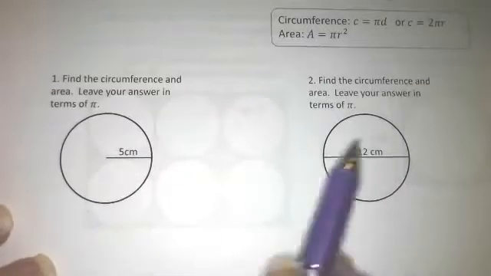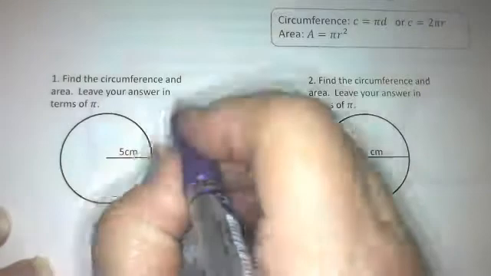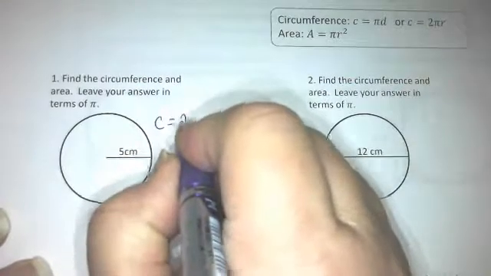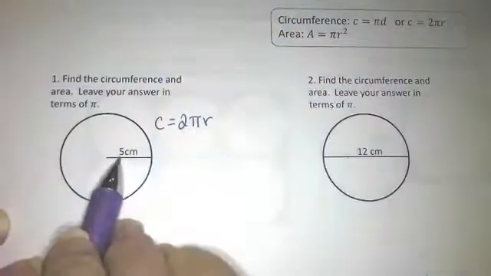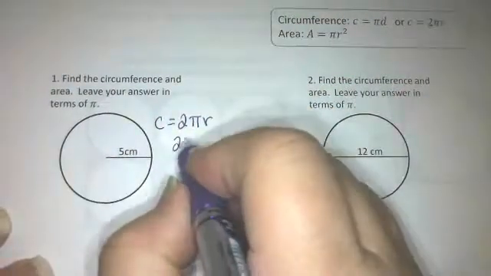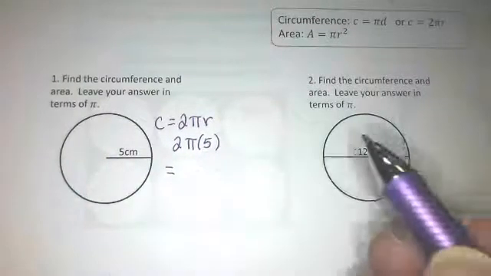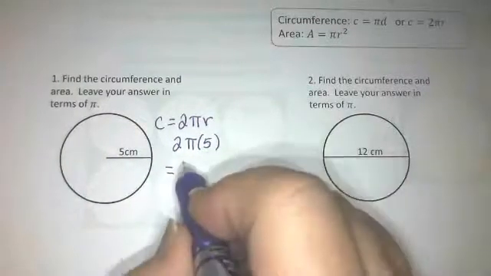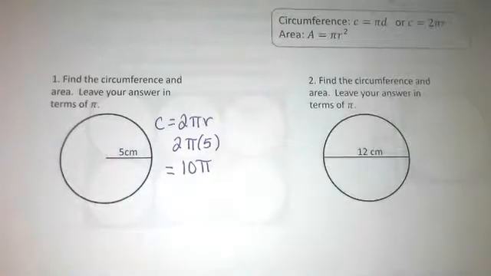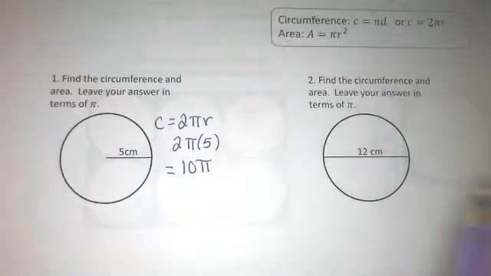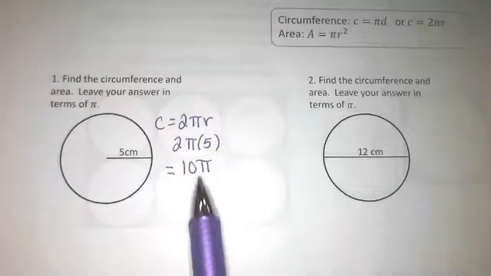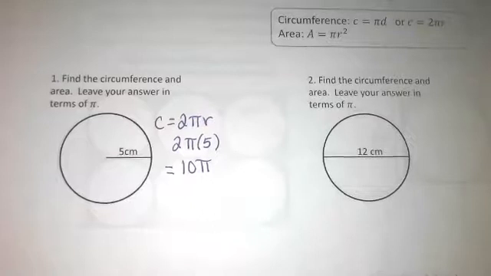Okay, so for this one, circumference, 5 represents which part of the circle? The radius. So I'm going to use the 2 pi r formula. Circumference equals 2 pi r. So plug my 5 in for r. 2 pi times 5. And to leave my answer in terms of pi, I'm going to write 10 pi. You multiply everything except the pi, and then you just stick the pi at the end.